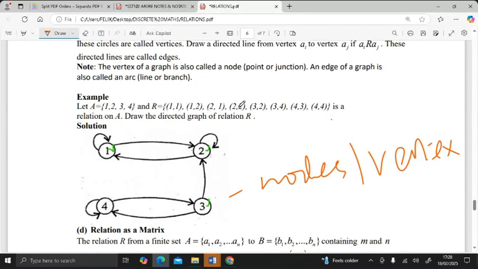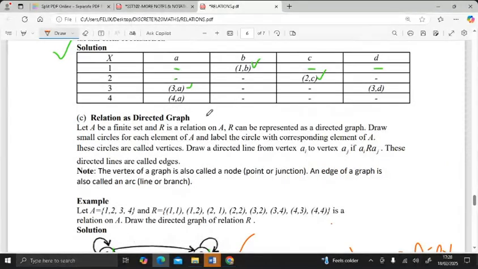You can see 1 is related to 2, represented by that, and then 2 is related to 1 again. You can see that it is taking us back there. 2 is related to itself, so you can see this one is represented by that. 3 is related to 2, you can see that it is directed to 2. Then 3 is related to 4, and we have 4 related to 3, right? That is it, and then we have 4 related to itself.